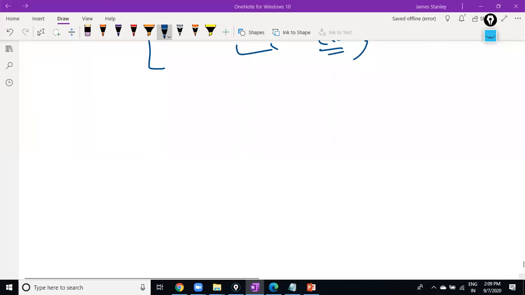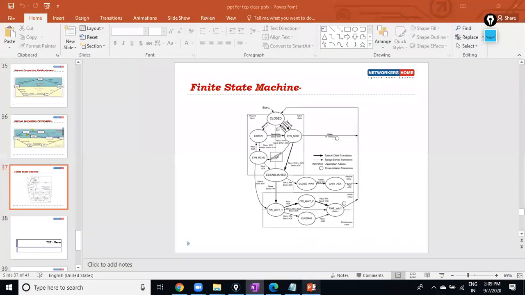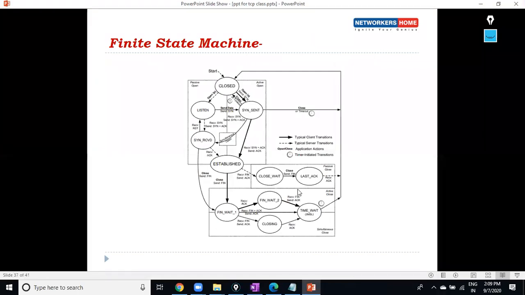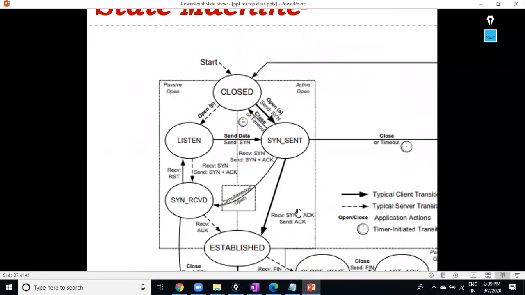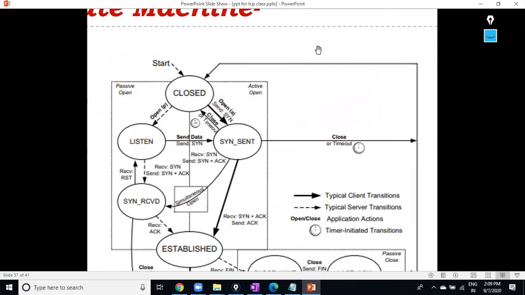Okay, so let's start. In the previous session, we already discussed the TCP states, but there was one diagram which was pending. So I'm coming back to this diagram here. Now let's start here, guys.